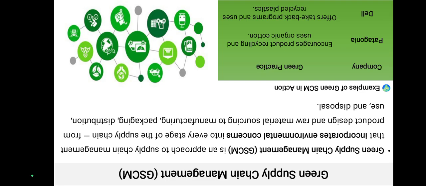In the manufacturing also, instead of using the machines or polluting the environment, you're going to use the traditional method, or we are going for the green methods. In the same way, distribution, instead of distributing in the petrol vehicles or the diesel vehicles, instead of polluting the environment, you're going to use the electric vehicles for the transportation or the distribution. And soon after that, the disposal is also there. The same way you can see the company Patagonia encourages product recycling and uses organic cotton. So that is where the companies are going for a green supply chain, so that you can reduce the waste or you can protect the environment.